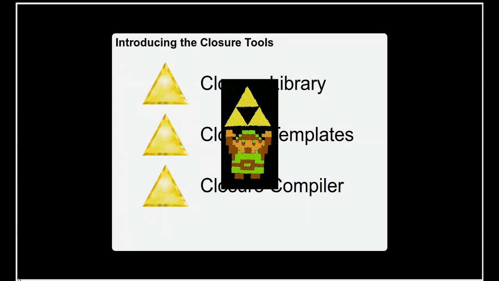But the most important thing, I think, about the Closure tools that people don't realize is that the library, templates, and compiler are all independent tools. You could actually use one of the three on any JavaScript project if that's all you're interested in. But they are, by far and away, most compelling when used together. The results that you get and the improvement in your code are just much more compelling when you put all of these three things together.